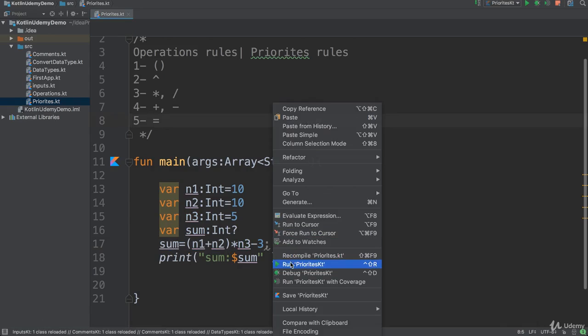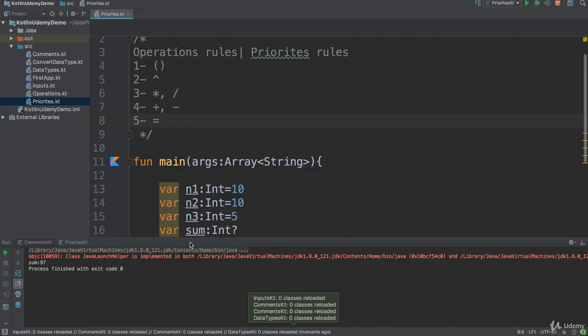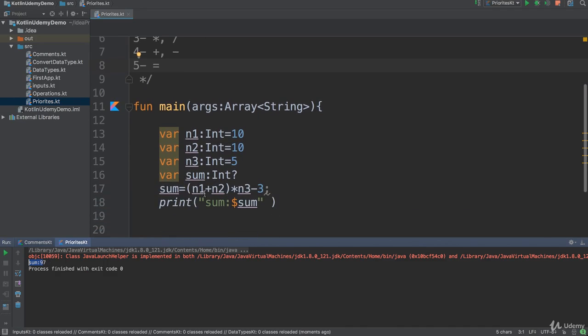Now let me see, is the result correct? The result has to be correct because now we have a bracket to solve our problem. So yes, always remember you have priorities, and the one with high priority will run first, and all the operations will run from left to right. You compare two operations. Now 97.